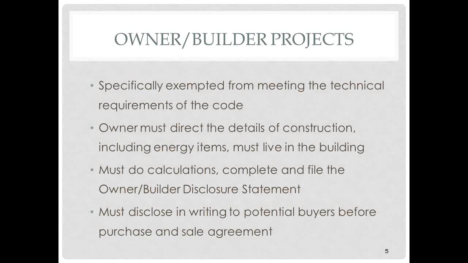They can build a house any way they want. They still have to do the calculations. They still have to figure out whether or not the house meets the code and what would need to be done to it to meet the code. And they still have to file paperwork. Unlike a regular home builder who files the certificate at the time of completion, the owner-builder is not required to file a certificate until they're ready to sell the house, and they have to disclose in writing to any potential buyers before they enter into a purchase and sale agreement that the house does not meet the code and why it does not meet the code.